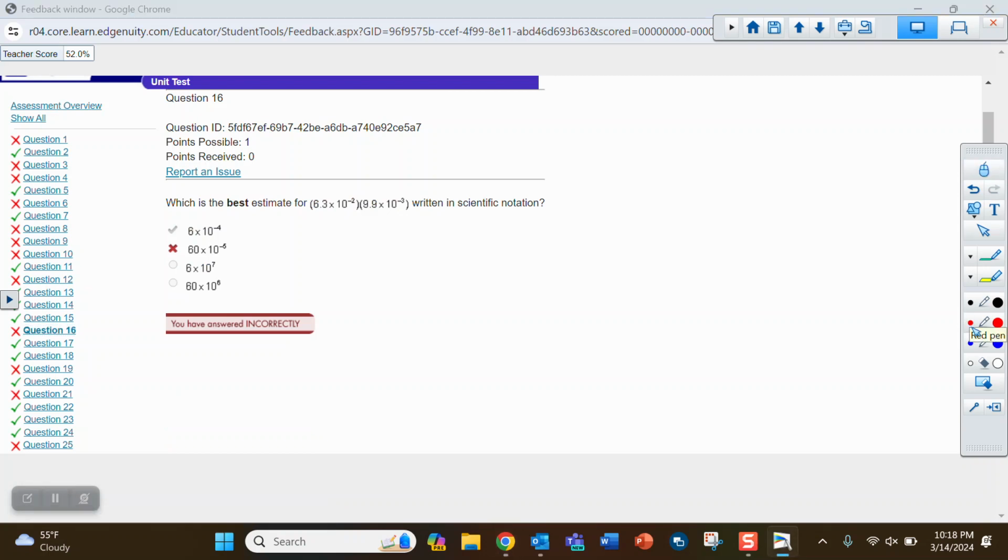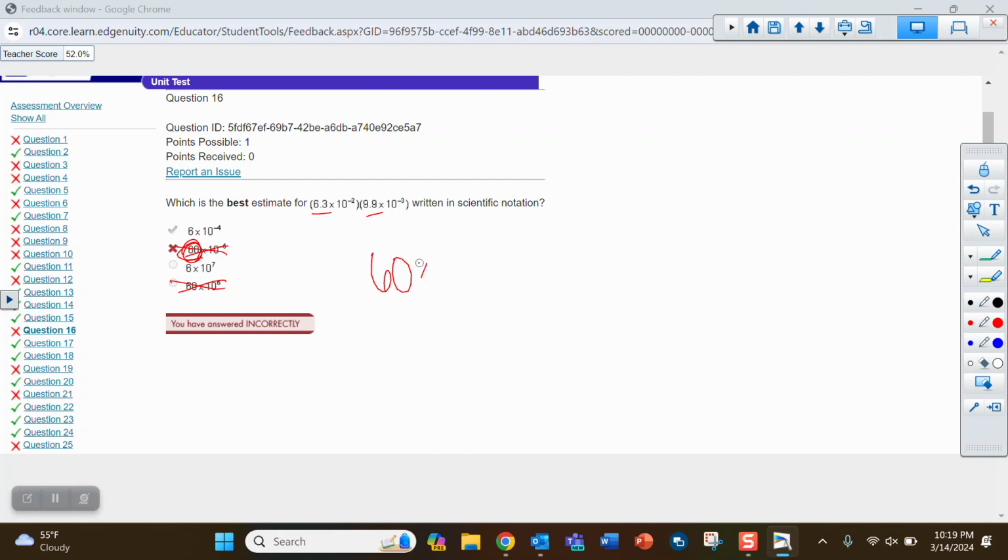Question 16 is again, what's the best estimate? So the reason why your answer doesn't work again is because that is not proper scientific notation. 60 is too big. That number has to be between 1 and 10. So automatically you're ruling out both of those answers. This is about 6. This is about 10.